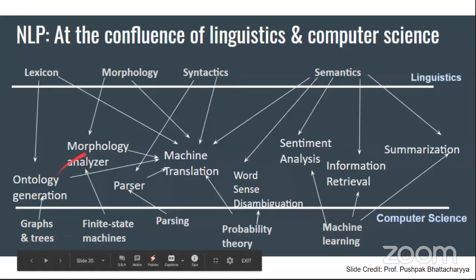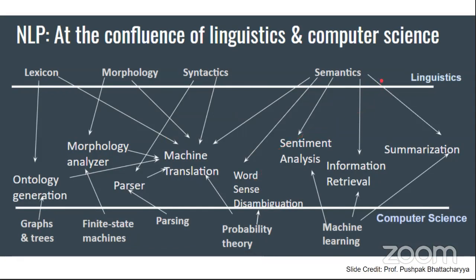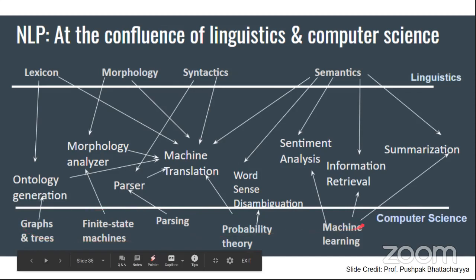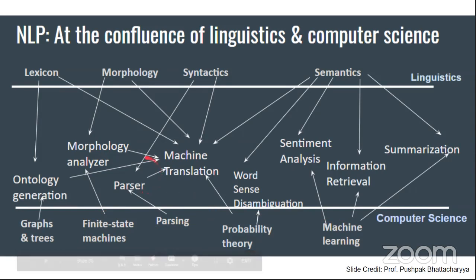And if you look at the NLP problems in the middle, like ontology generation, morphological analyzer, a parser, or a machine translation system, the problem of machine translation, sense disambiguation, sentiment analysis, all these problems lie somewhere in the middle of linguistics and computer science. And when you look at linguistics, these are the different sub areas of linguistics which are used to attempt to solve these problems. And these are the computer science algorithms or methodologies or approaches which are used to attempt to solve these problems. Machine translation seems to be something that needs almost all of it, not just the computer science based methodologies, but some of the inherent NLP tasks as well to be performed correctly for translation to be done.